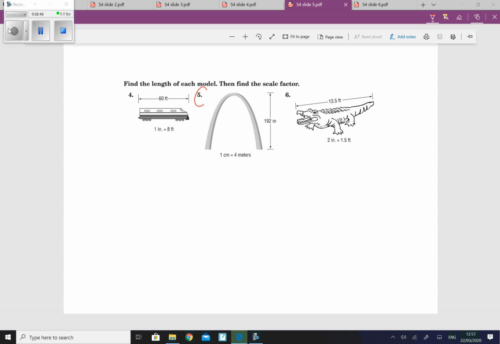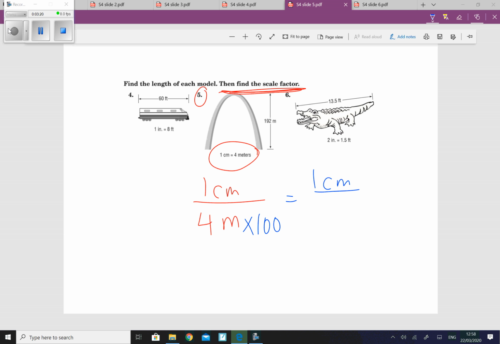He wants the length and the scale factor. Now I'm going to find only the scale factor. When I use the scale factor or find it, I need to use only the scale. See the scale, I will use it. Okay, so let's see. It will be 1 centimeter over 4 meters. I want to convert the 4 meters into centimeters. I will multiply by 100. So it's going to be 1 centimeter over 400 centimeters. Cross them out, so it's equal to 1 over 400, and that's the scale factor.